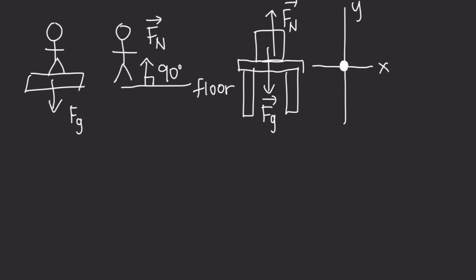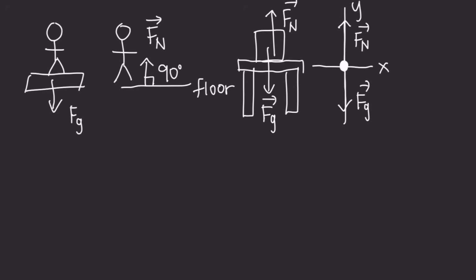Okay, so we can say that the normal force is pointing upwards along the y-axis, and the gravitational force is pointing down on the y-axis. And notice how the sizes of the arrows are pretty similar. That's because they're equal to each other, because they must balance each other out so that the block doesn't accelerate according to Newton's second law.